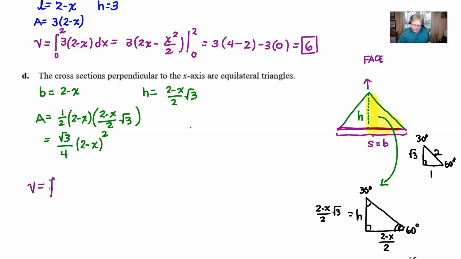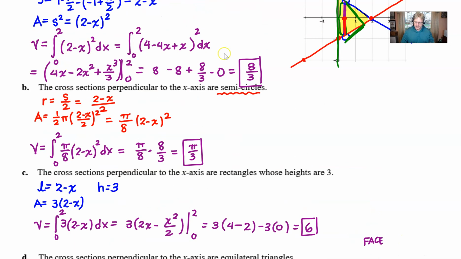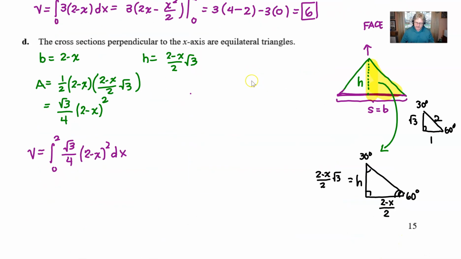So the volume is just the integration, once again, from 0 to 2 of root 3 over 4 times 2 minus x quantity squared dx. And as I've said before, we're not going to reinvent the wheel. If we've already integrated the 2 minus x squared and got this 8/3, this radical 3 over 4, the square root of 3 over 4, is nothing more than a constant that just multiplies out in front.